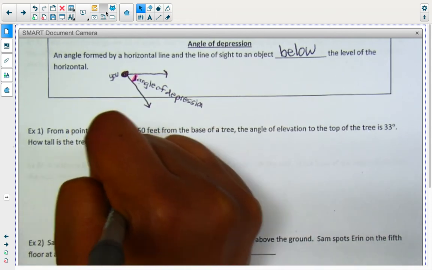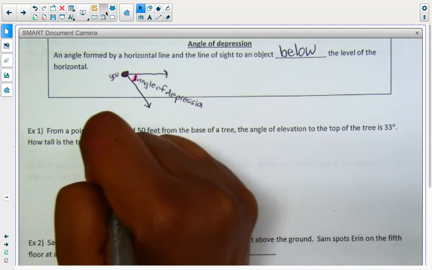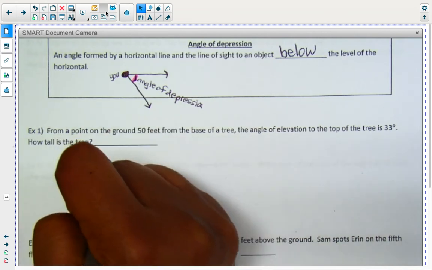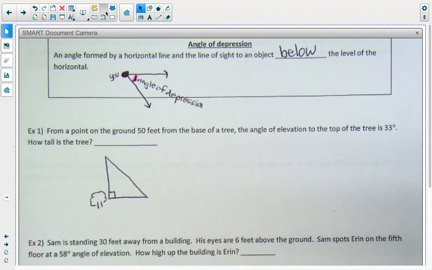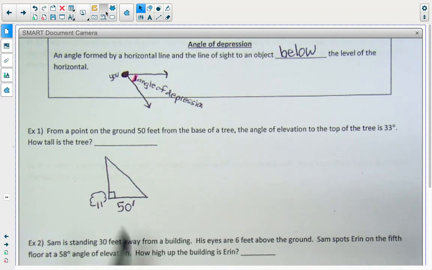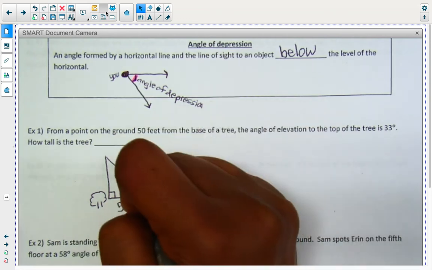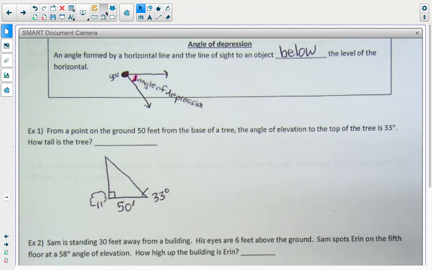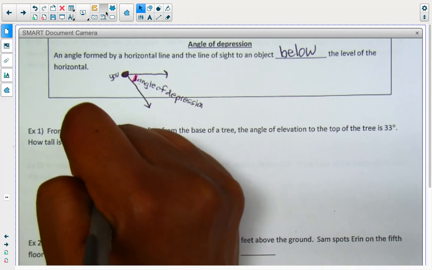So here I go. I'm going to draw a picture. Let's see what I know. From a point on the ground, 50 feet from the base of a tree. So this is my tree. Again, I'm not the best drawer. That's my tree. 50 feet is 50 feet out. And I know that's the base. It says the base, so that's the bottom. The angle of elevation to the top of the tree is 33 degrees. So we're over here. This is 33 degrees. And that's all we need to know. And we're looking for how tall the tree is.